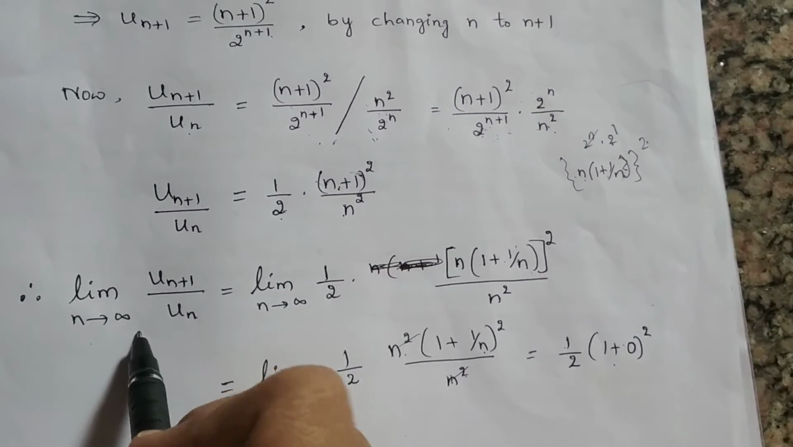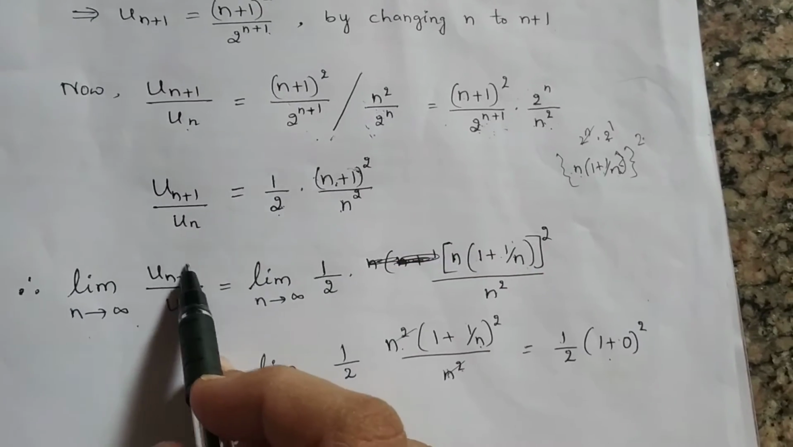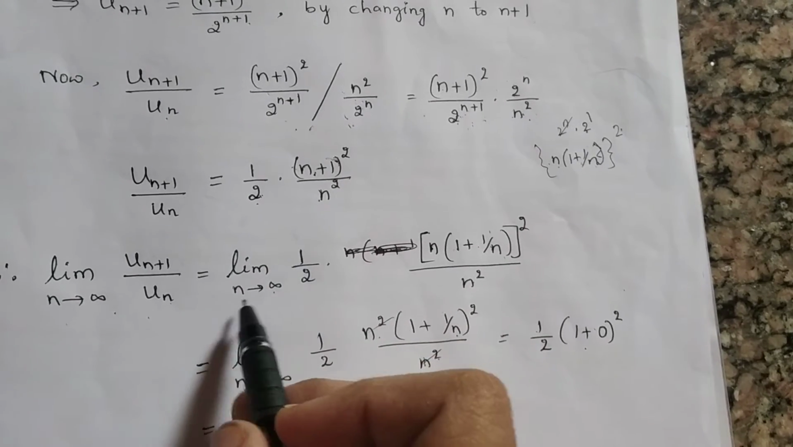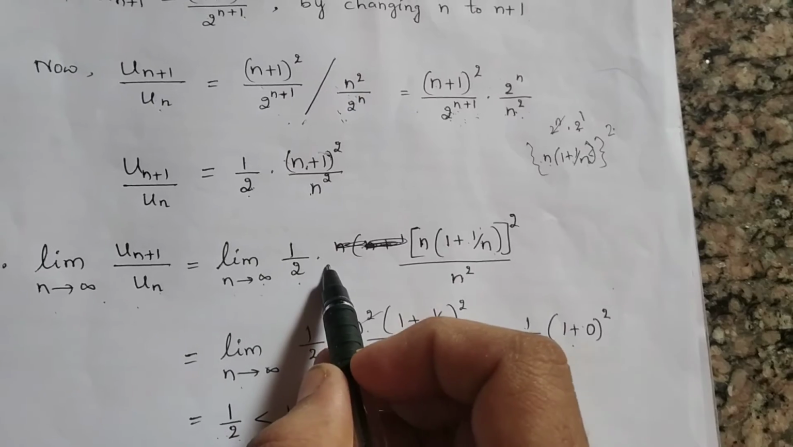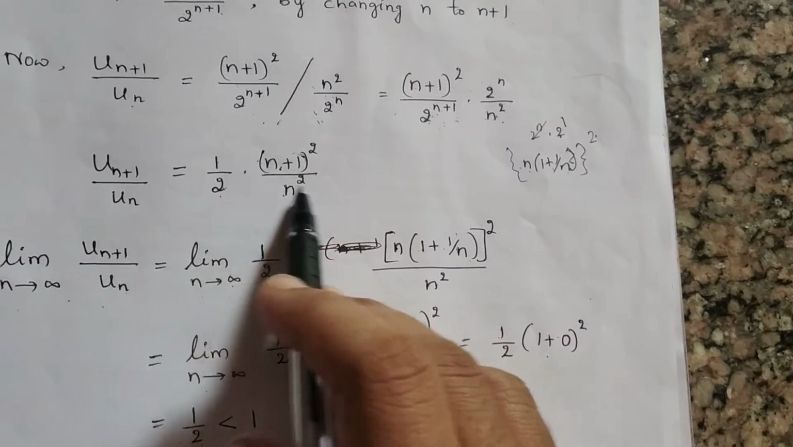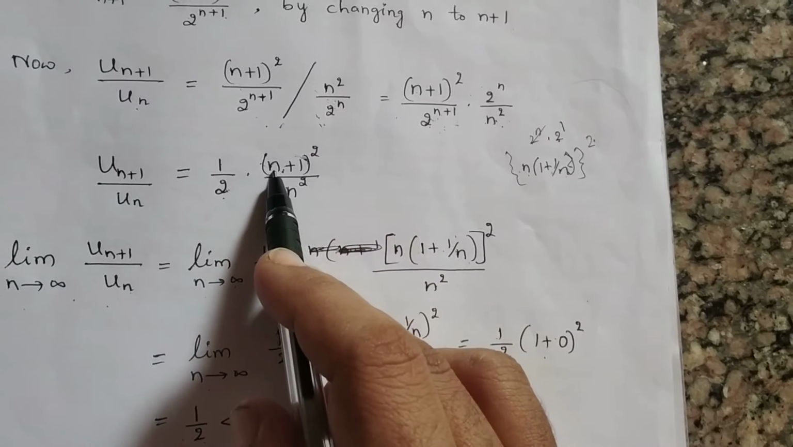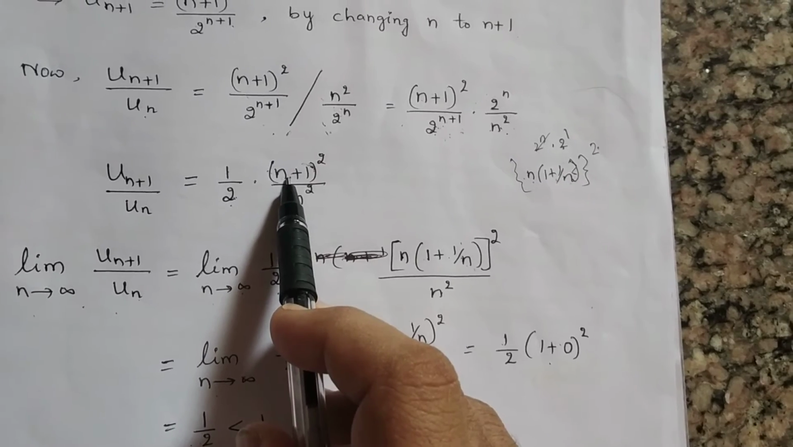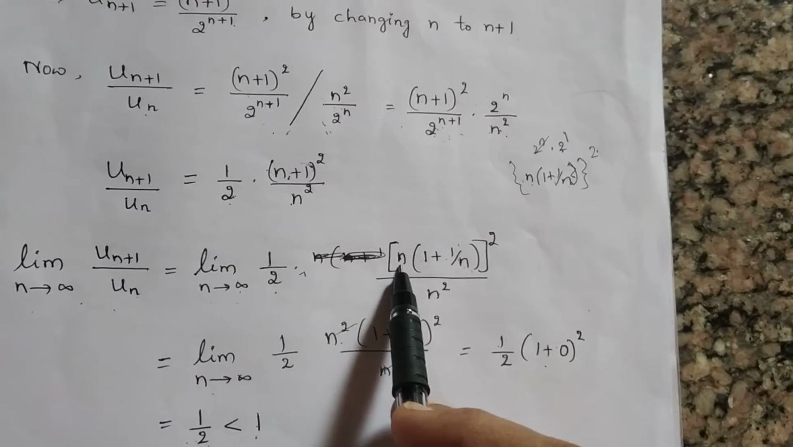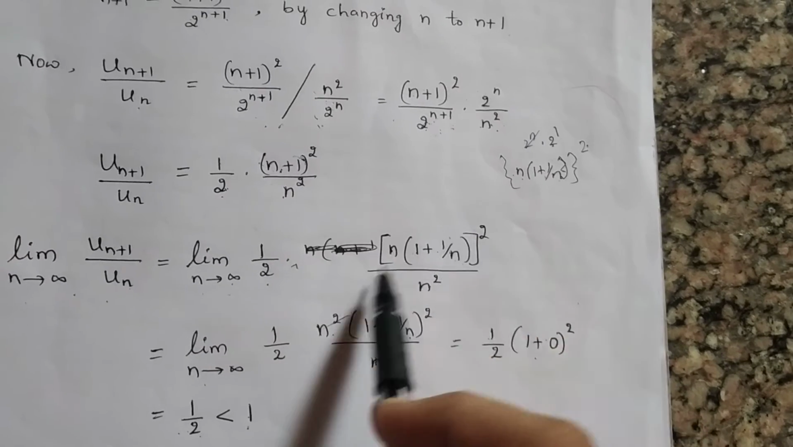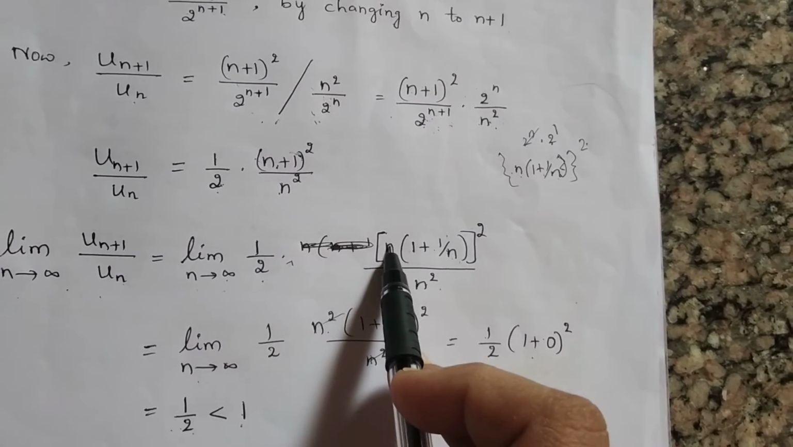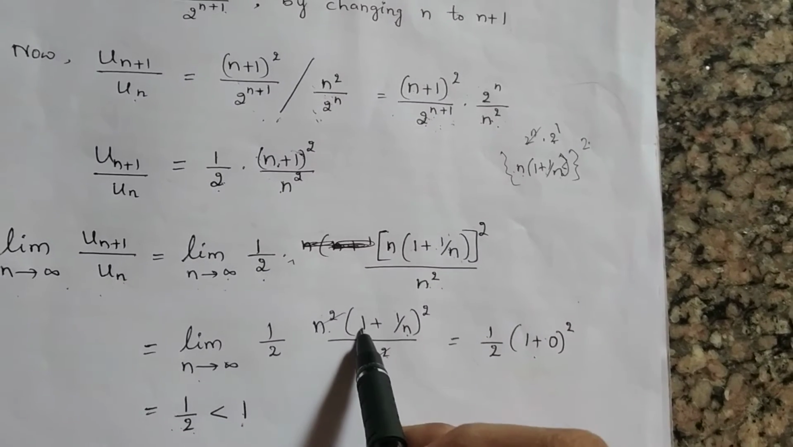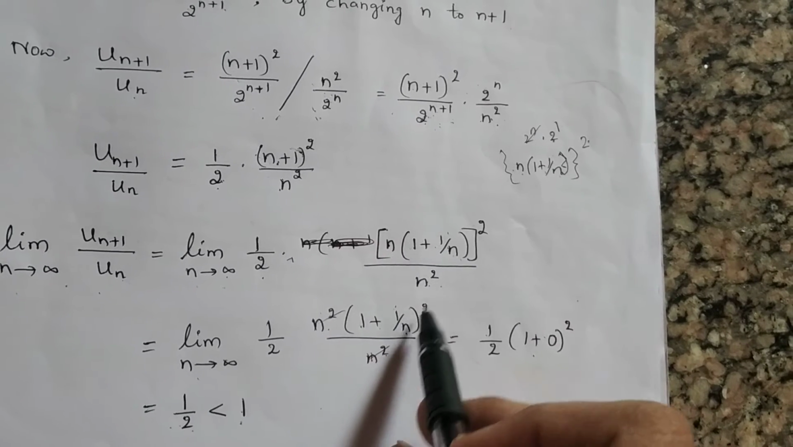Limit as n tending to infinity, just apply limit on both the sides. Limit of un plus 1 divided by un. For RHS also apply the limit. Limit as n tends to infinity, 1 by 2 into. Now observe the RHS. n plus 1 the whole square can be written as n into 1 plus 1 by n. How to write? Just take n as common term here in the numerator. n into 1 plus 1 by n the whole square, whole divided by n square. So this is of the form n square. The denominator, since we have n square, gets canceled. The simplified answer is 1 plus 1 by n the whole square.